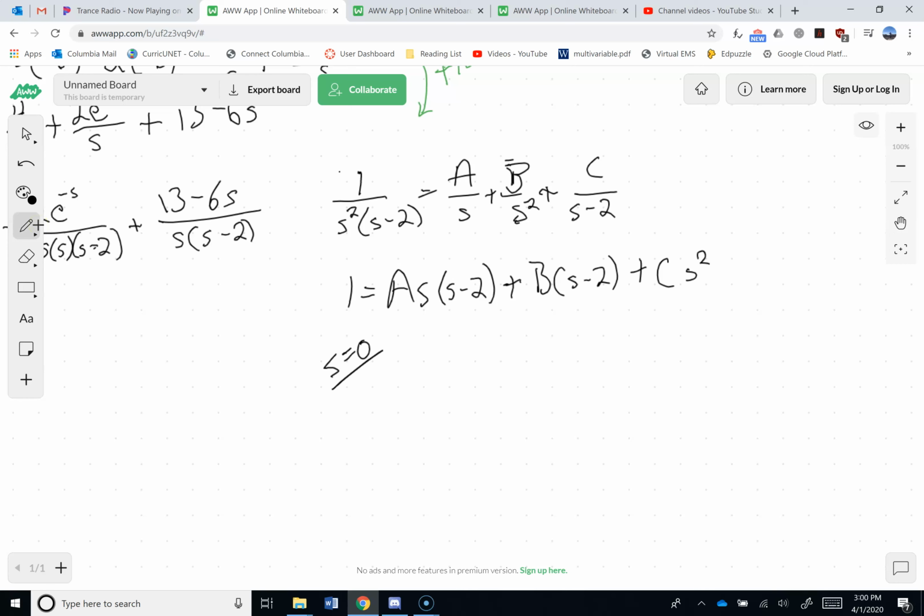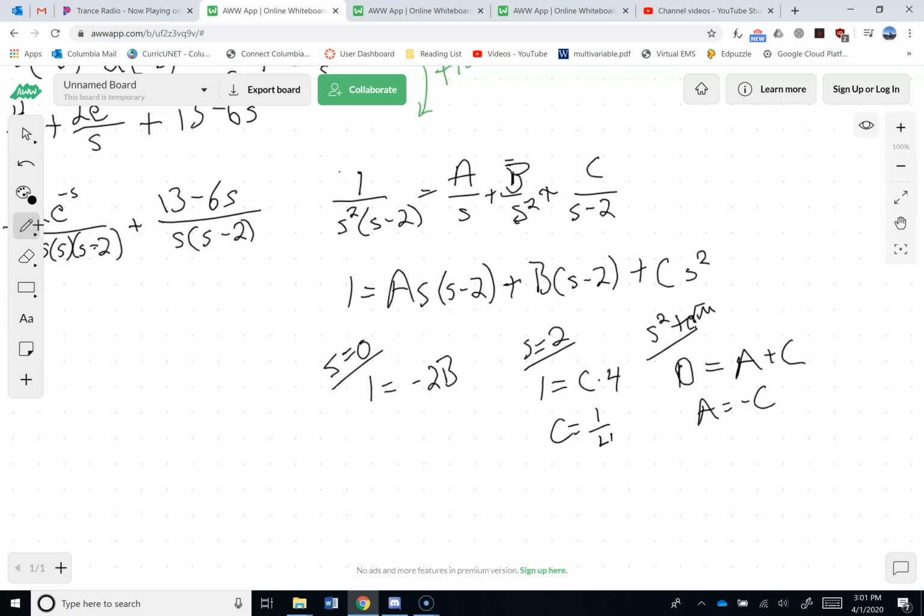So s is 0 seems like an obvious choice. When I set s to 0, I get 1 is minus 2b. s is 2 seems like an obvious choice. When I set s equal to 2, I get 1 is C times 4. And then the s squared term is another obvious choice. The s squared term would give me, oops, I said 1, but it's 0 on the left-hand side, equal to A plus C. Perfect. So that tells me that A is the opposite of C. C here is a quarter, B is minus a half, and so A is minus a quarter. Right?